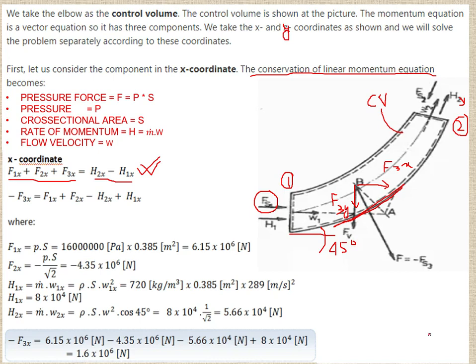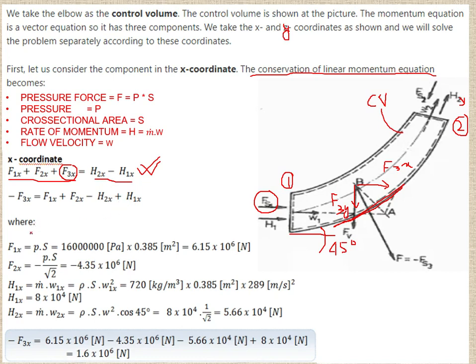All right. So here we are going to see what the magnitude of the force exerted by the fluid on the surface of this elbow is. The net force is equal to the rate of change of momentum. Our objective is to calculate F3x, so we separate F3x from this equation. The equation becomes F1x plus F2x minus H2x, and H2x moves to the other side plus H1x, which becomes positive.